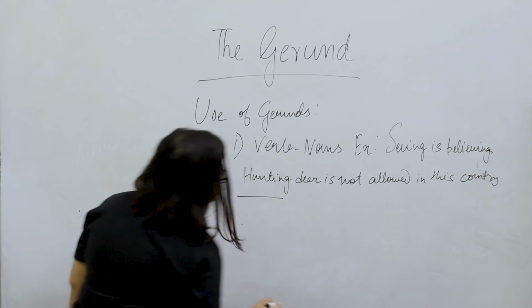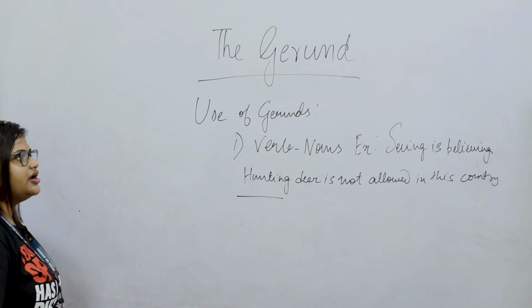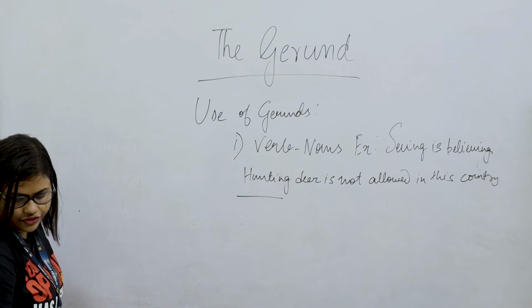Hunting deer is not allowed in this country. That is also another example of how we can use it as a verb noun.